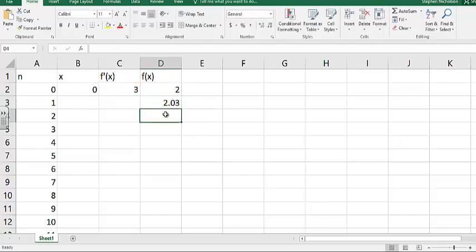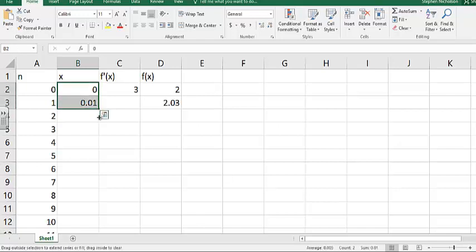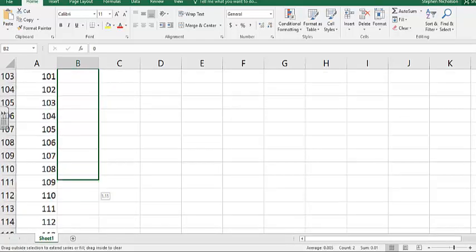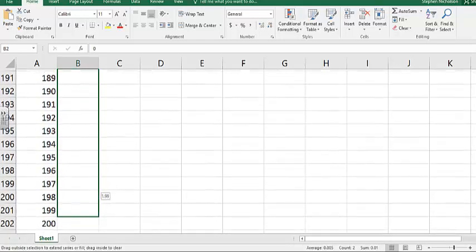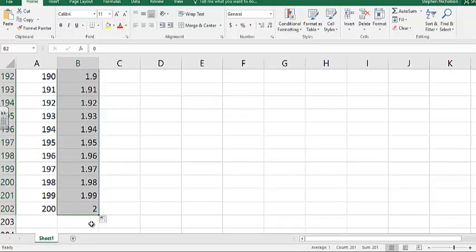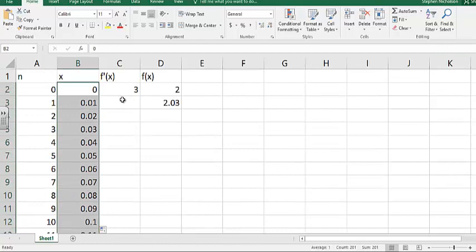So that's my new value of the function. And my new value of x is 0.01 because we're incrementing x by 0.01. So let's go ahead and fill out this entire column. We're going to highlight the first two cells, and then drag the corner all the way down to the end, and it should come out to around 2, if I did this right. 2, yeah. Okay, so there, that's our x values.